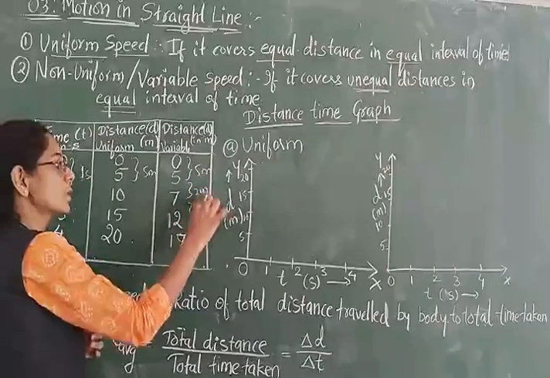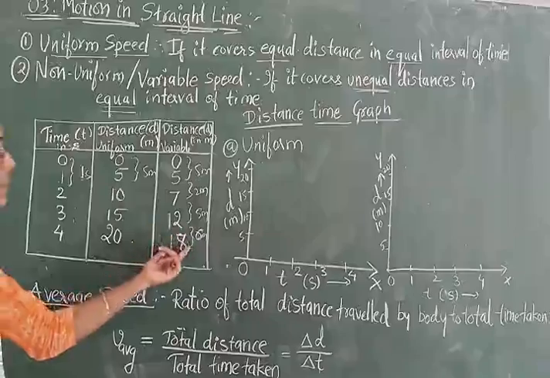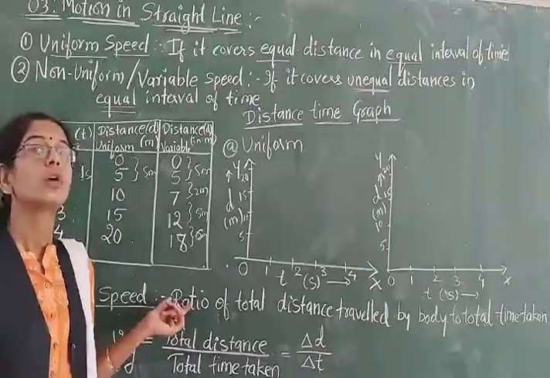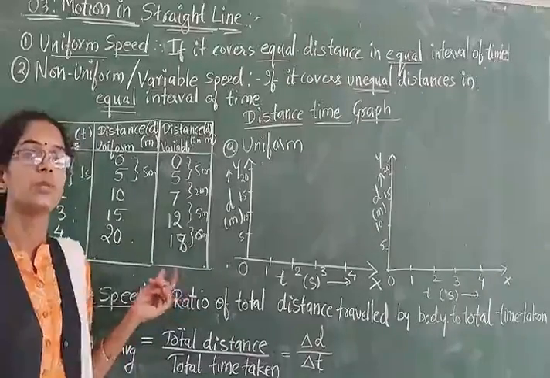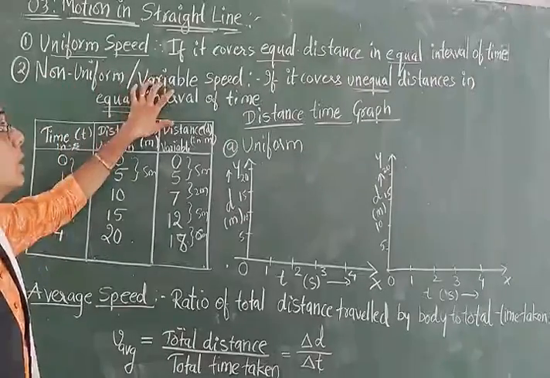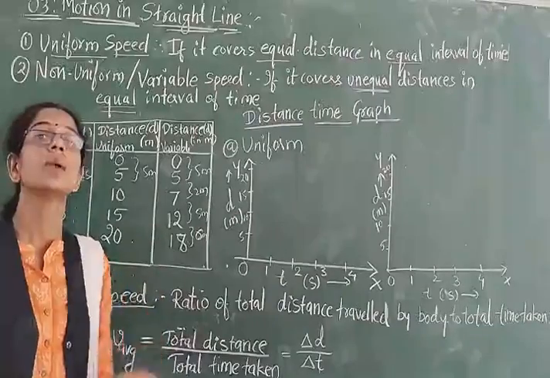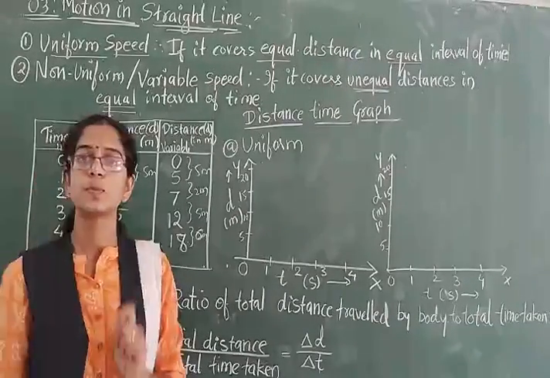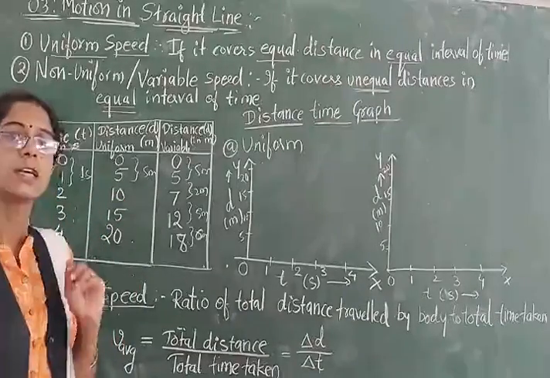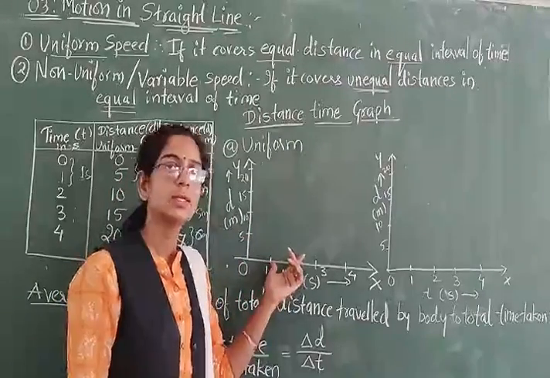Okay, the distance covered is not the same. In such a manner, when the distance is not equal throughout the motion of the object, the speed attained by the object is said to be non-uniform or variable. Variable is nothing but something which is changing continuously. It is not remaining constant. Then that type of speed is termed as what? Variable speed.